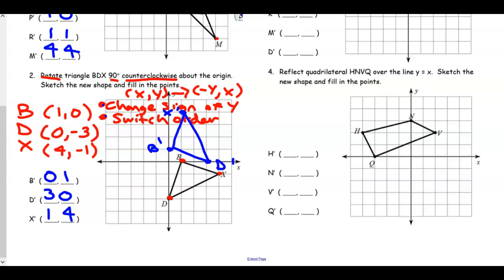Now, that hopefully looks to you rotated. So it kind of took it and rotated it 90 to the left, counterclockwise. So again, all we're doing is using the rules on the front, right?